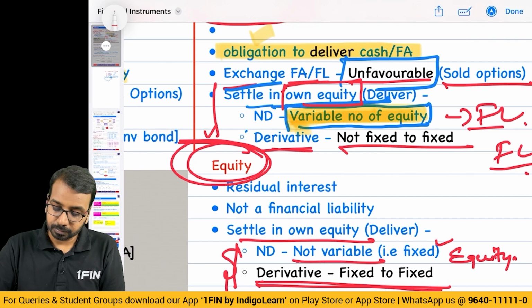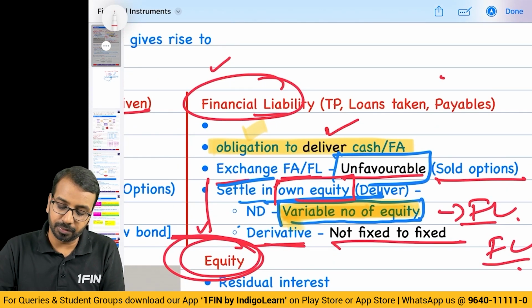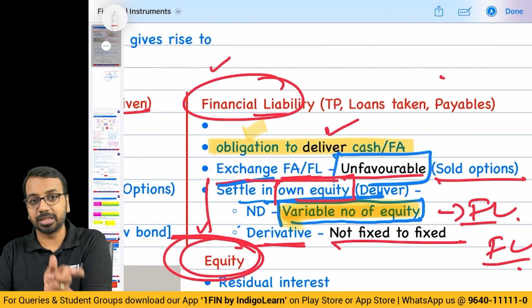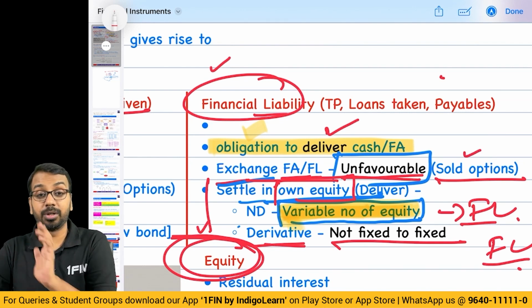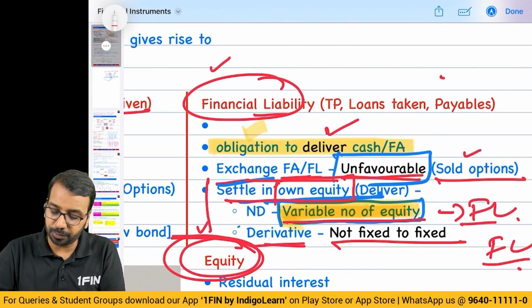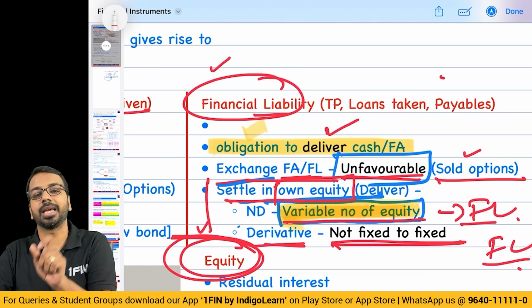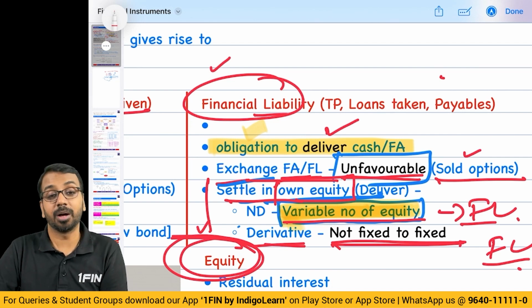Alright. So quickly recap, for financial liability, obligation to deliver cash, exchange financial assets or financial liabilities which becomes unfavorable, and an example is if you have sold an option. If you settle in own equity by a variable number of equity shares or not fixed to fixed in case of a derivative contract, then in that case this becomes a financial liability.